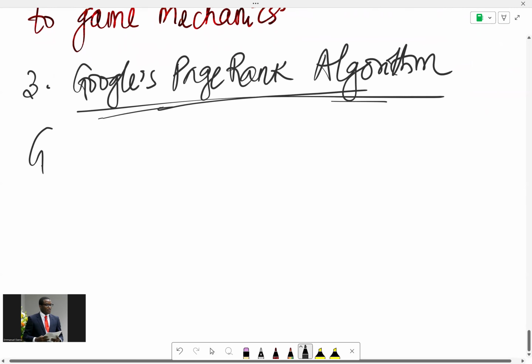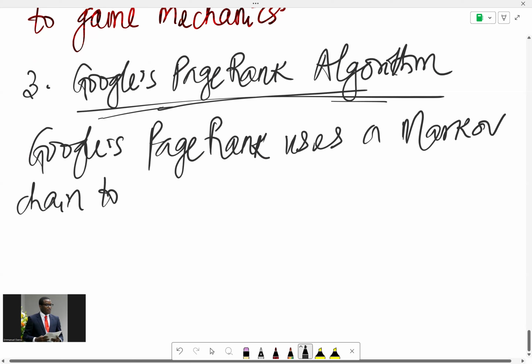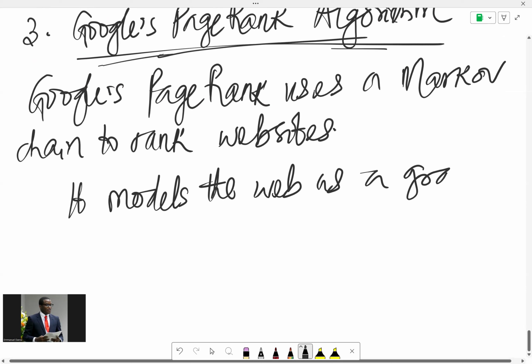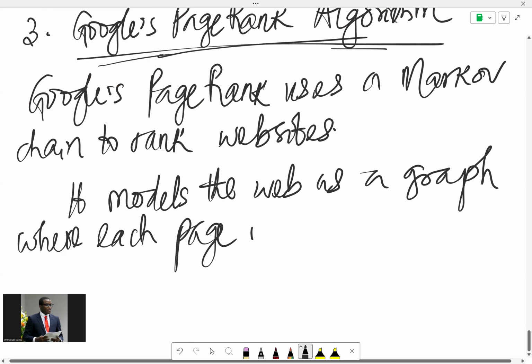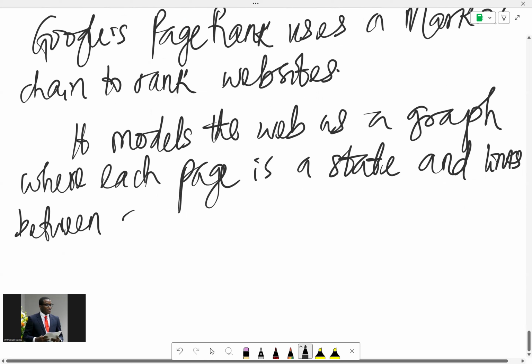So Google's PageRank algorithm actually uses a Markov chain to rank websites. It models the web as a graph where each page is a state and links between pages are transitions.